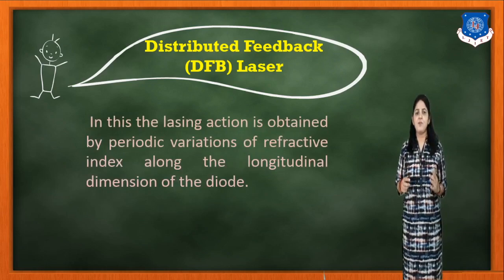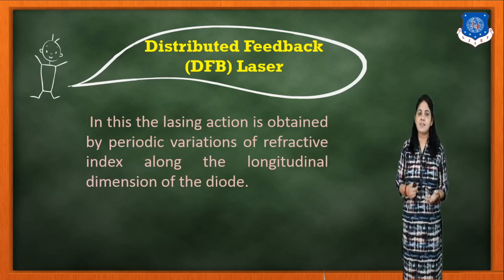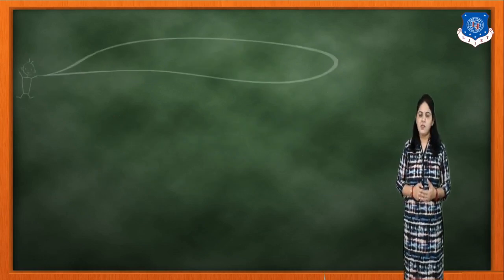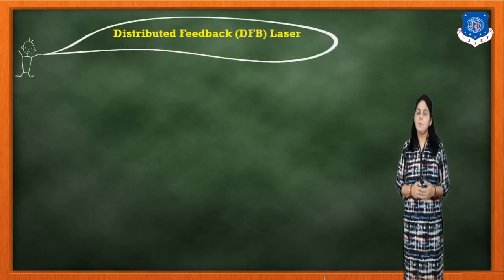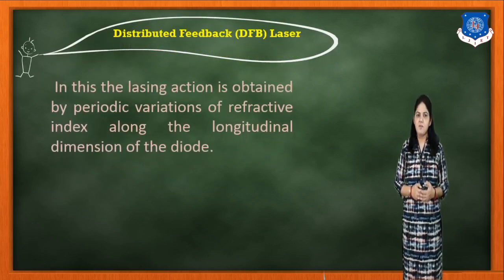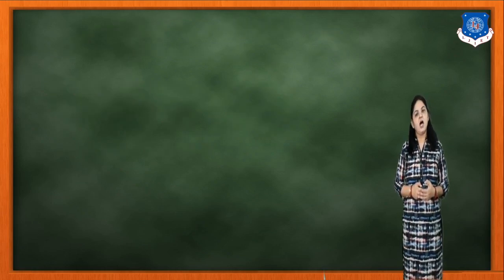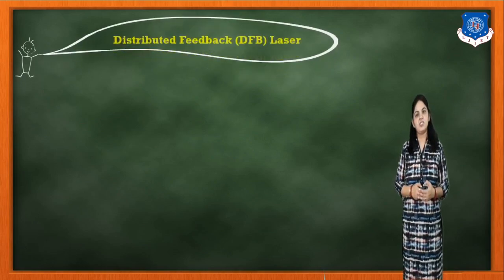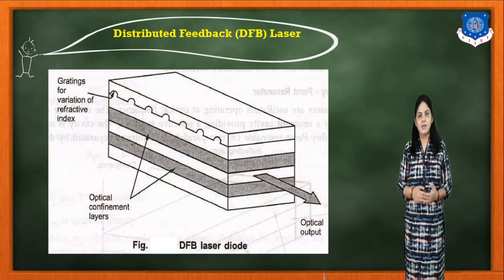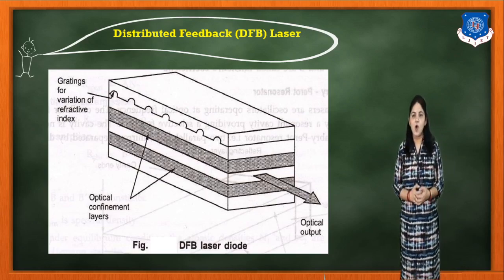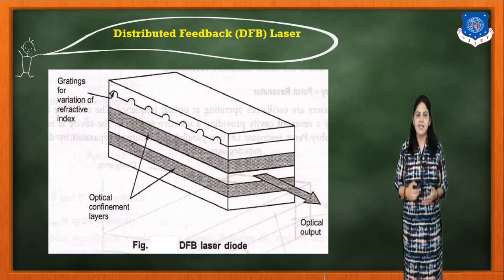In the DFB laser, the lasing action is obtained by the periodic variations of the refractive index along the longitudinal dimensions of the diode. So this is mainly the principle behind the DFB. Periodic variations of the refractive index along the longitudinal dimensions of the diode. Here you can see the diagram of the DFB laser.